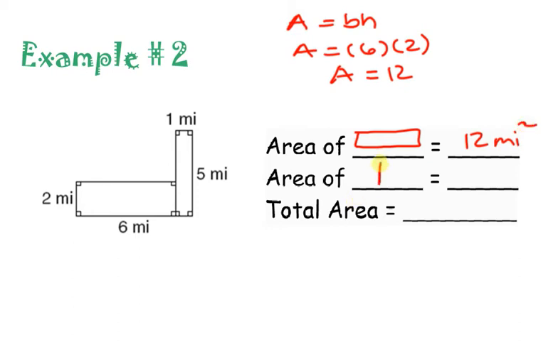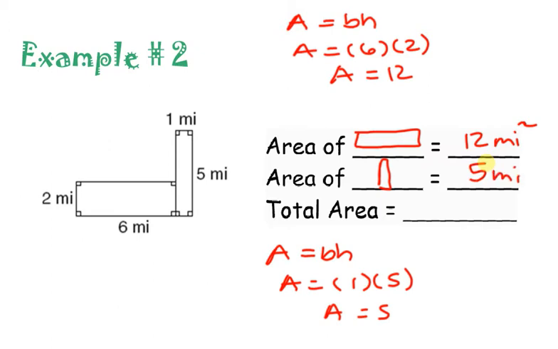Then I have the tall, very thin looking rectangle here. And so again, the formula is area equals base times height. So area equals, the base is 1, the height is 5. And so the area equals 5, so we have 5 miles squared. And 12 miles plus 5 miles is going to be 17 miles squared, or to the second power.